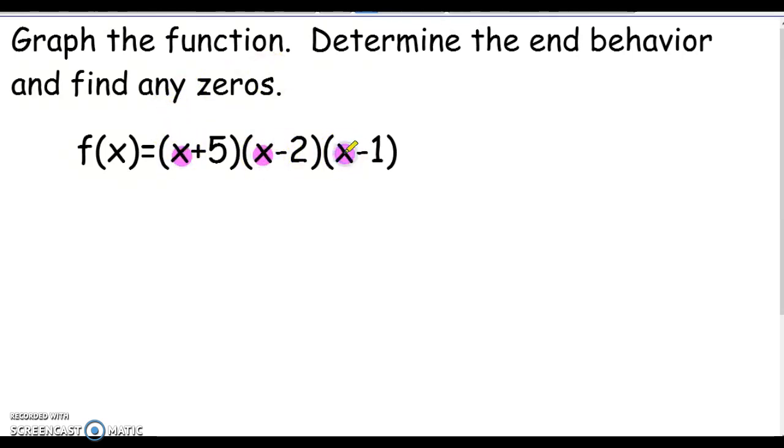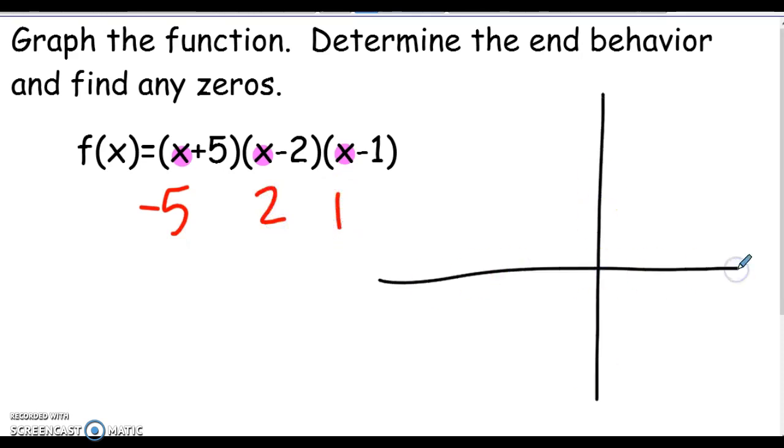0, 0, 0. So I know that there are 3 zeros here. So I've got 1 at -5, 1 at 2, and 1 at 1. I'm not giving you graph paper on these. It's easier literally just to sketch it. So 1, 2, 3, 4, 5, 1, 2, 3, 4, 5. And I'm going to have a 0 here at -5, a 0 at 1, and a 0 at 2.